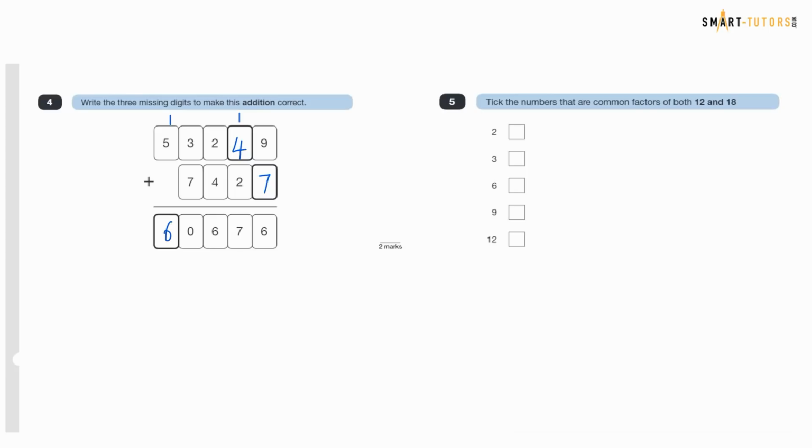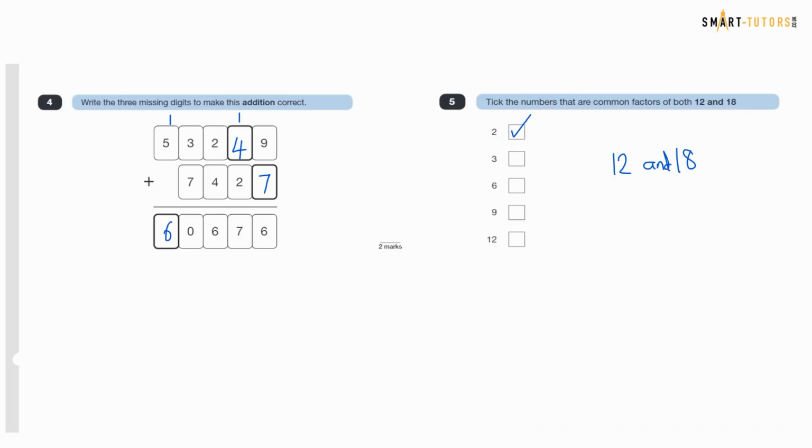Question number 5. Tick the numbers that are common factors of both 12 and 18. I'll let Ivan explain this one. So, factors are when you can multiply, you can use them to times these numbers, 12 and 18. So as you know, 2 is very obvious. Like 2 times 6 is 12 and 2 times 9 is 18.